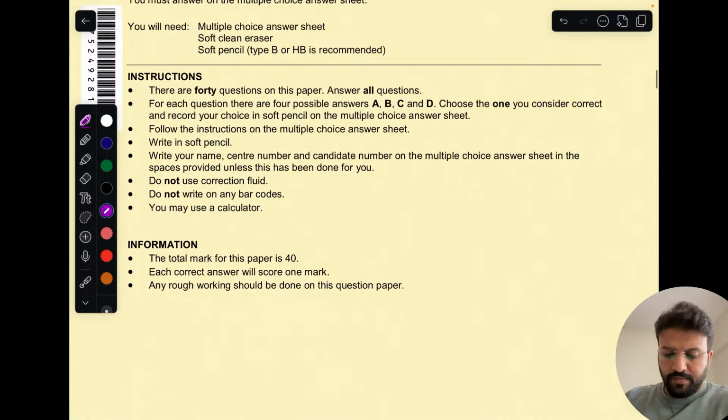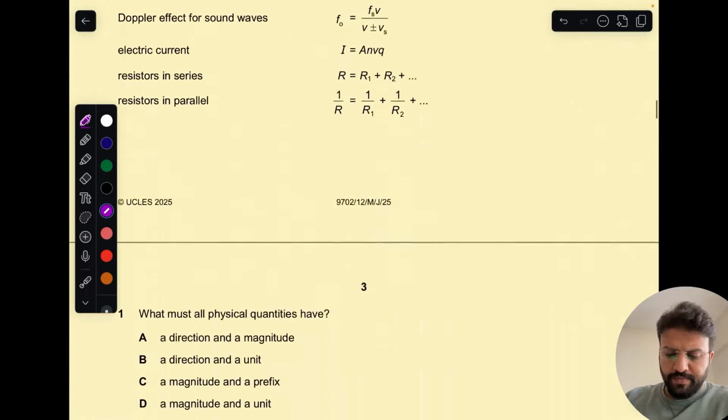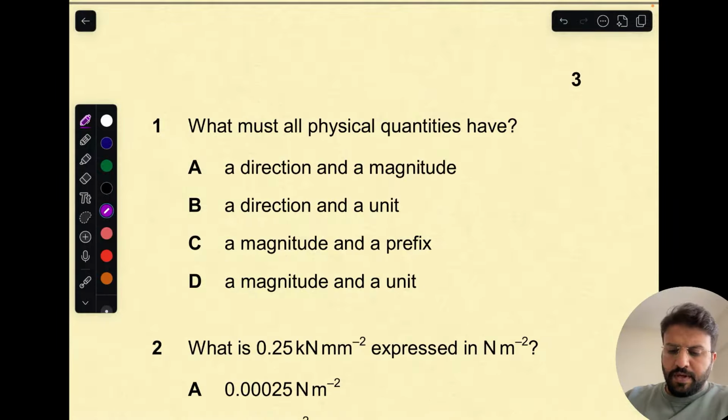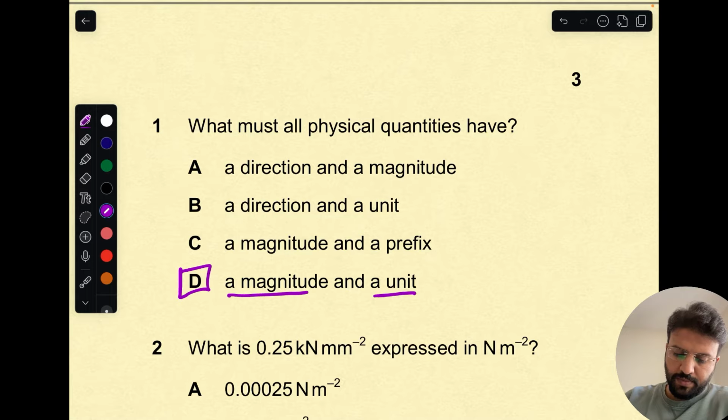Okay, so let's begin with the first question. In the first question of this paper, they're asking what must all physical quantities have. So all physical quantities must have magnitude and units. Okay, so it's option D.